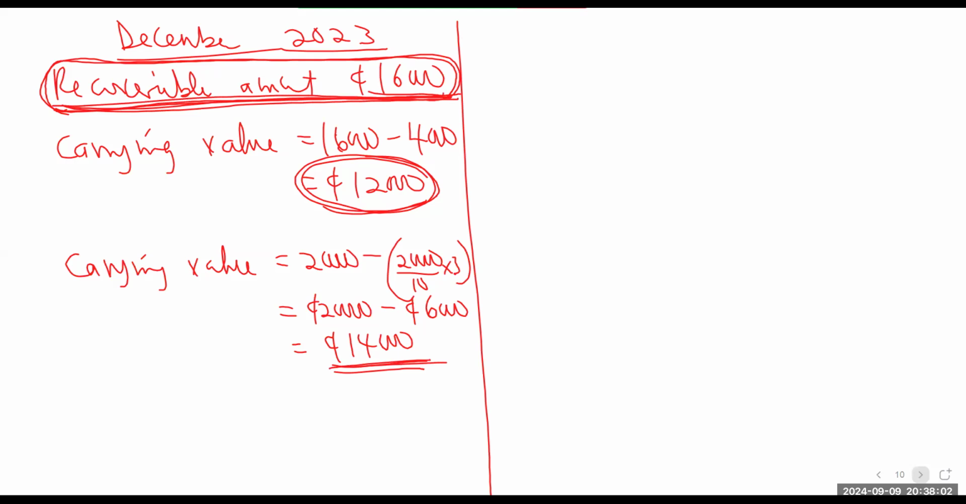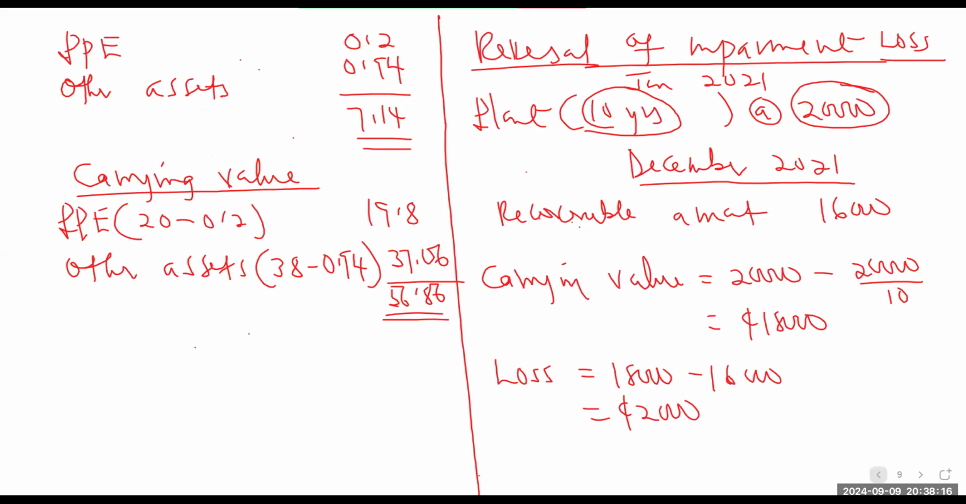Let me take it again. You assume that this is the first time that you are going to reverse the impairment. Assume that this is the first time you are carrying out impairment tests on the asset. So there was no previous impairment. The asset should have been 20,000 divided by 10 years, depreciation every year.